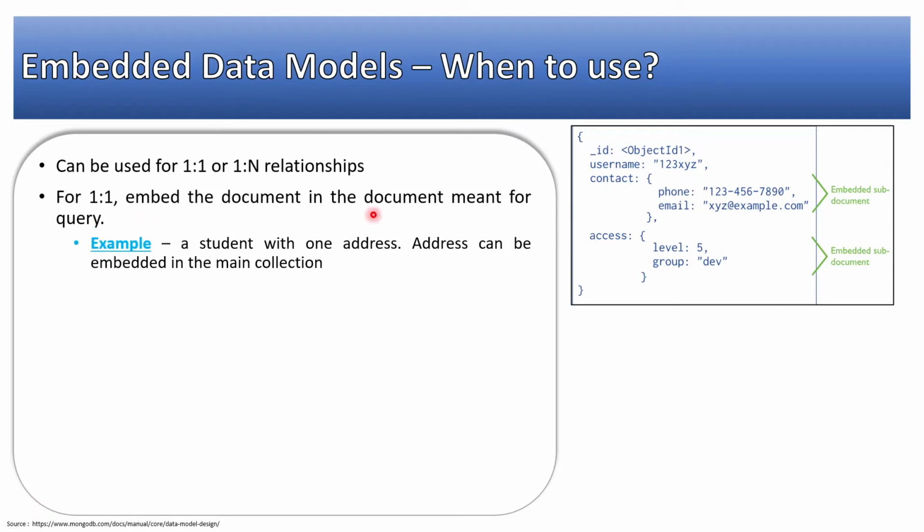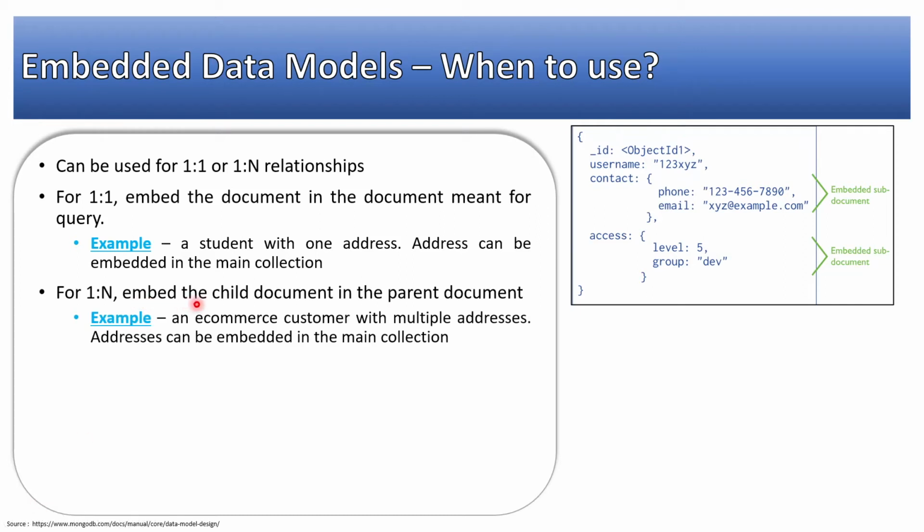For one-to-one, embed the document in the document meant for query. For example, a student with one address can be embedded into the main collection. It should not be the other way. What will happen in case of one-to-many? Again, embed the child document in the parent document. For example, an e-commerce customer with multiple addresses. Addresses will be a part of the main collection, which is the customer collection. It should not be that we have an address collection and embed the customer there, because the customer is going to be queried most of the time. We will not query on addresses, we will query on the customer side.